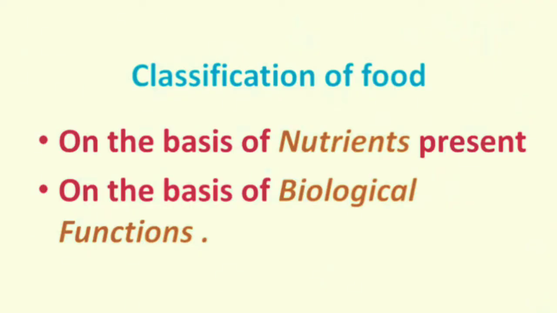Classification of food. Food has been divided into two basic categories: on the basis of the nutrients present in the food, and on the basis of the biological functions which it performs in our body.